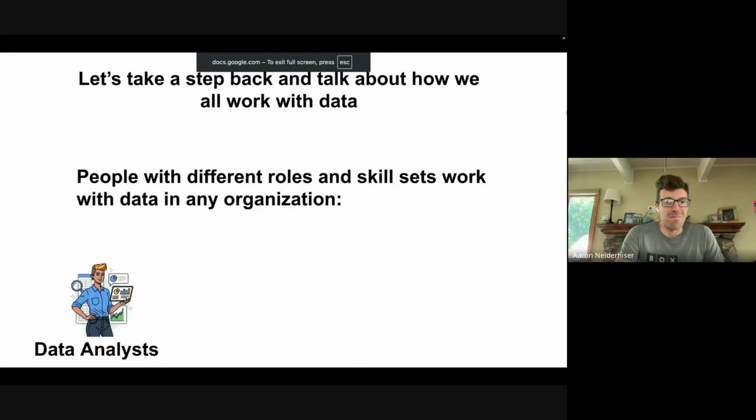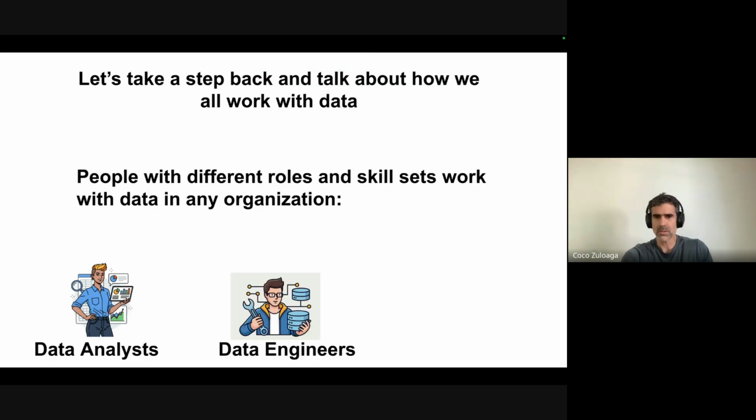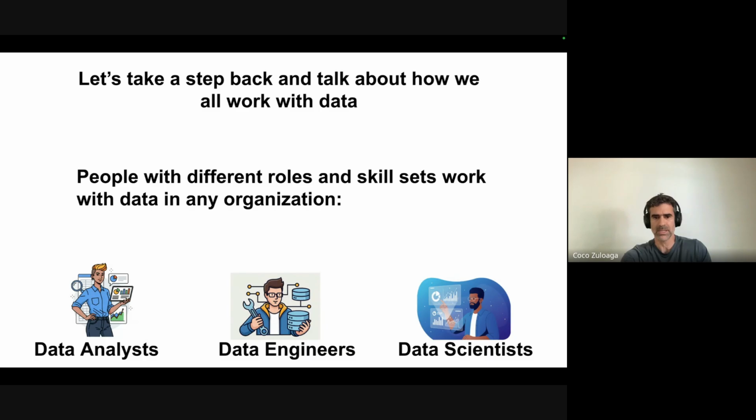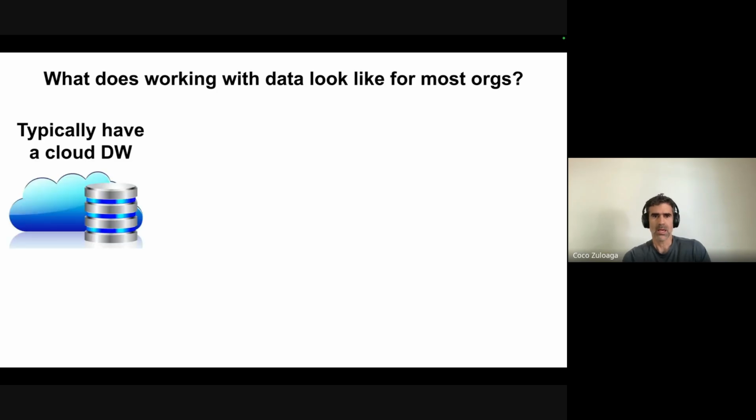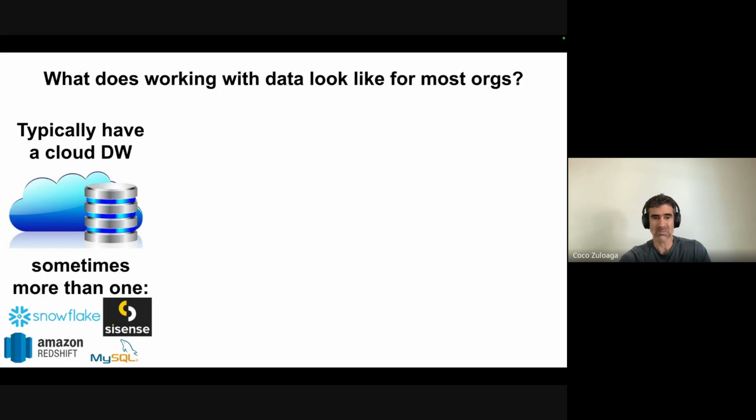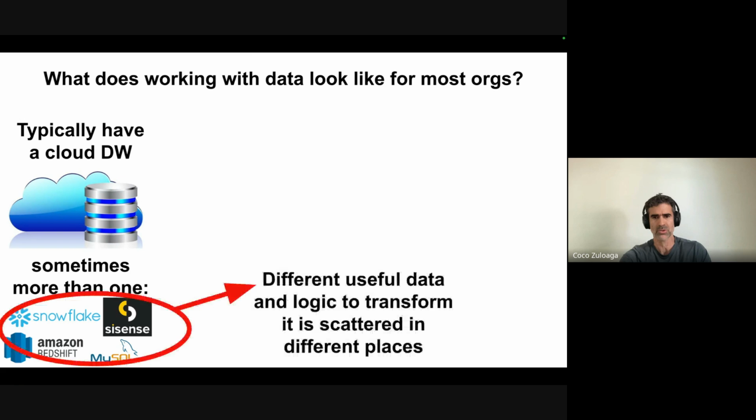Yeah. It's back. Cool. Okay, so we're talking about how there's these different data roles in an organization. What does working with data look like for most orgs? We typically have a cloud data warehouse. Sometimes we have more than one. This might sound crazy, but unfortunately, we've seen this over and over in many organizations where there's multiple cloud data warehouses. In situations like this, there's different useful data and the logic to transform that data scattered across different warehouses. And it's very difficult to maintain a source of truth. There's conflicting definitions for similar ideas in multiple places, and nobody understands what's going on.